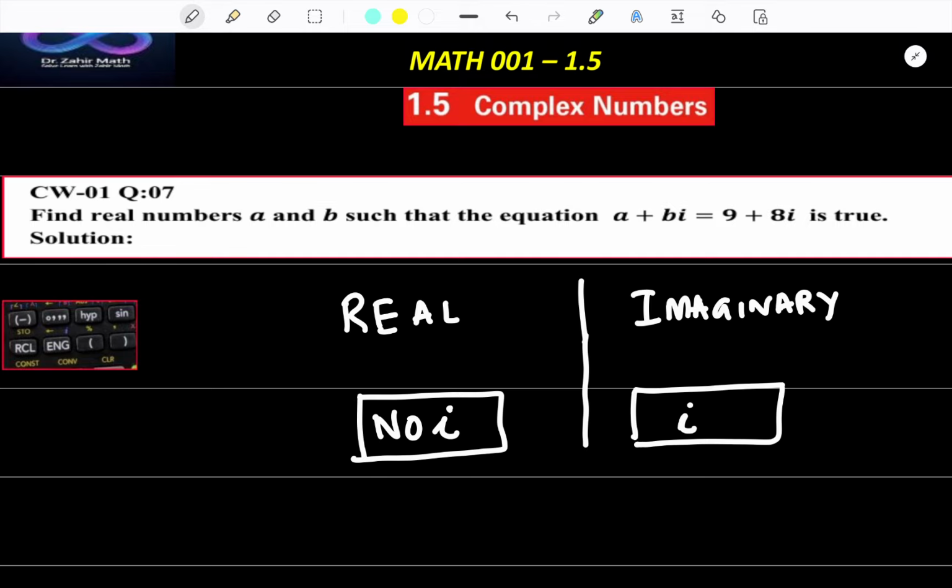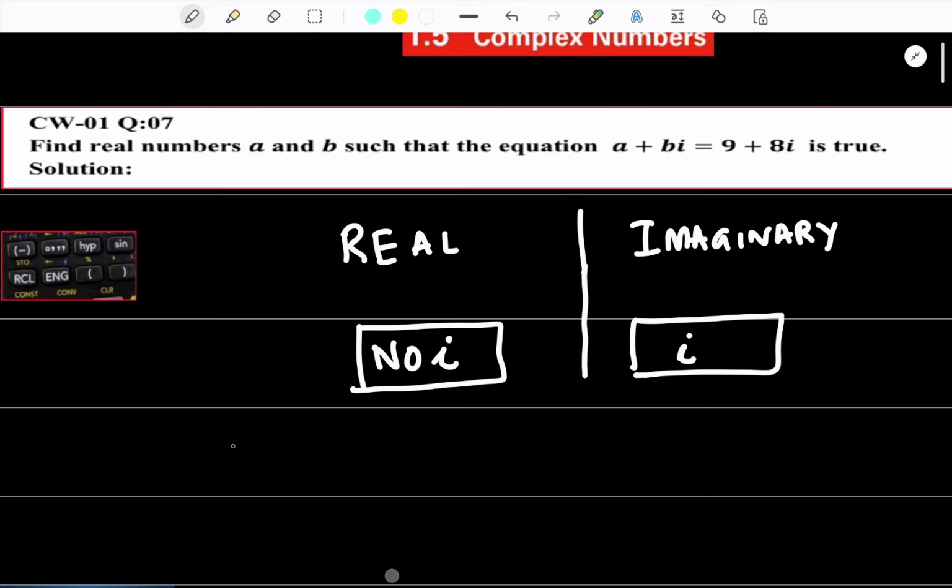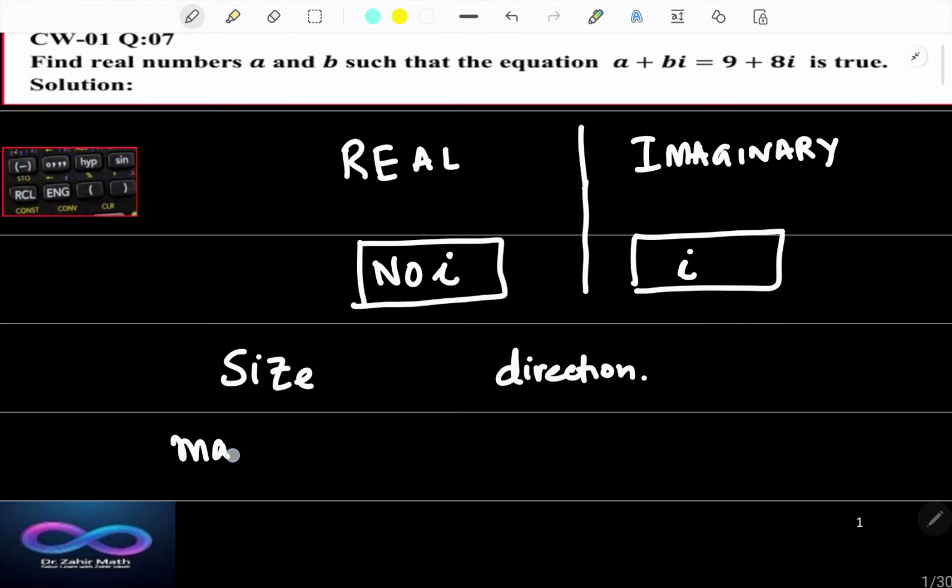Just like how electricity has both size and direction. Size means magnitude, and direction means phase. So we normally use all these things in electrical circuits. Let's begin and make this topic very easy to understand. Let's start.